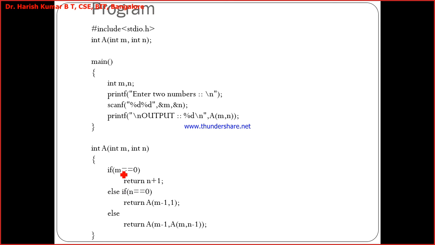The termination condition here is: if m is equal to 0, we return n plus 1. Else if n is equal to 0, as per the definition, we recursively call the same function by passing m minus 1 as the first argument and 1 as the second argument. If m is not 0 and n is not 0, we pass the first argument as m minus 1, and the second argument is again a recursive call, A of m comma n minus 1. Is this clear? This is the first equation, this is the second equation, and this is the third equation.